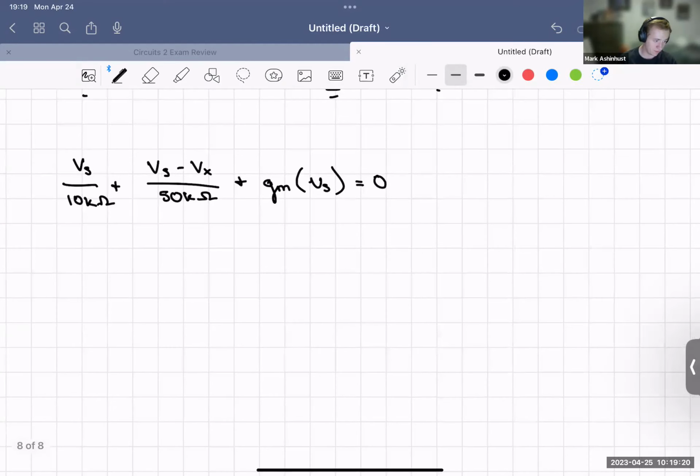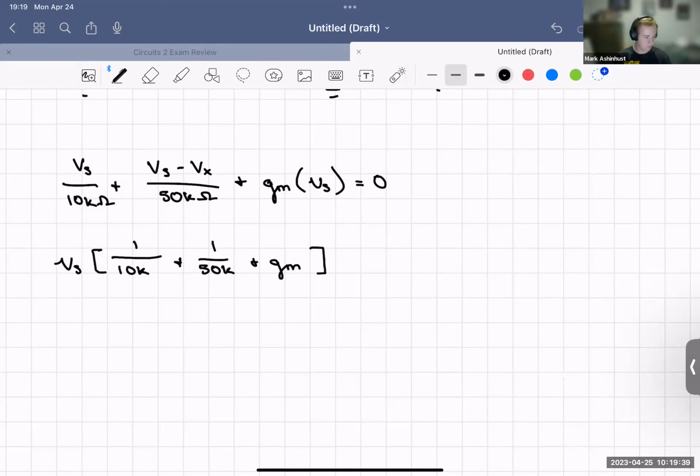And then we'll solve for VS in terms of VX. Skipping some algebra parts again, we'll have 1 over 10K plus 1 over 50K. It's the same idea as what we've been doing previously, splitting up that middle fraction and then separating VX and VS. So we'll get VX over 50K here. And then to get VS alone, we divide everything in the brackets, which will end up giving us VX over 321.